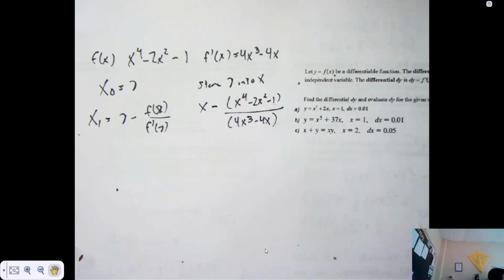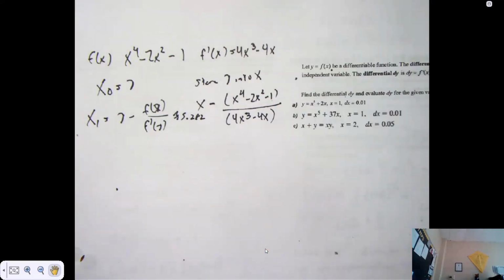What'd you get? It jumped from 7 all the way to the negative 1? There are two answers, but it should not have jumped the y-axis. 5 point something? You got 5.282.